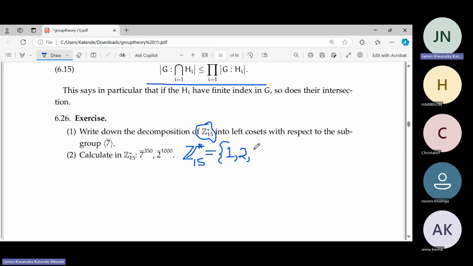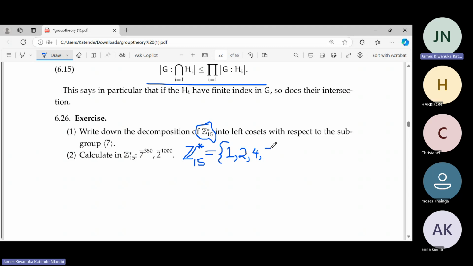And the next one will be what? 4. Yes, that's correct. 5 can't work because 5 divides 15. 6 also cannot work because 6 and 15 have 3 as a common divisor.